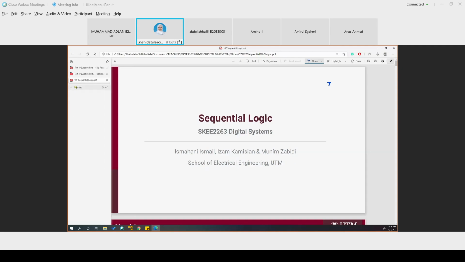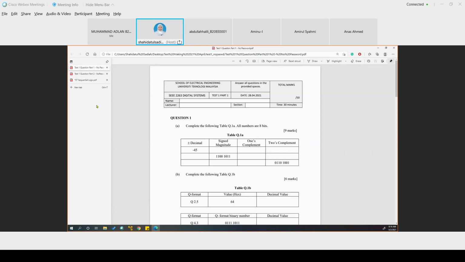I think it would be better if we discuss test one. All right, let's discuss test one first, and then move on with test one, and then we go on with the sequential circuit. Okay, let's move on with the combinational part. Right.